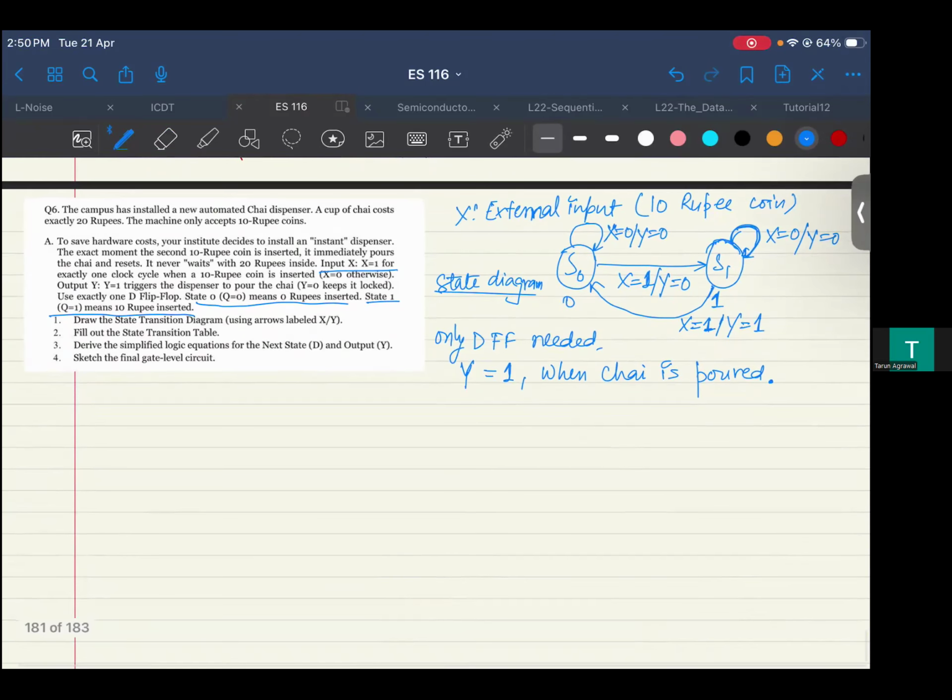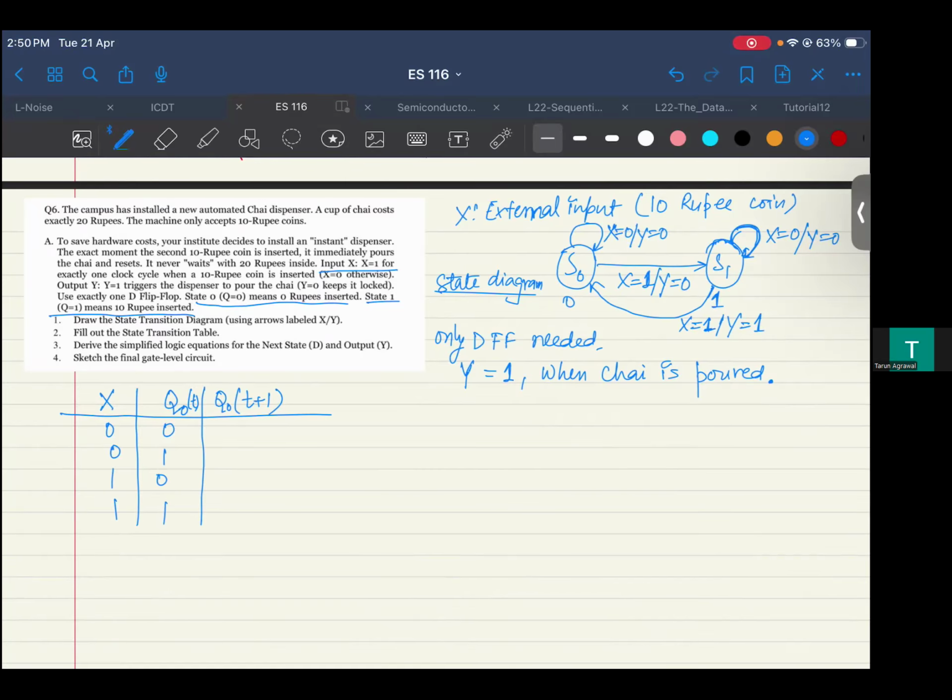I need to now find the state table. That is, what are my inputs to this? I know that there is one external input, which is X, and I have only one state in this. One state means one bit, which means I'm only using one flip flop. So there is only one present state which is needed, which is Q0, right? And the next state is decided by these two things, right? So let's write all the combinations of these inputs: 0 0, 0 1, 1 0, 1 1.